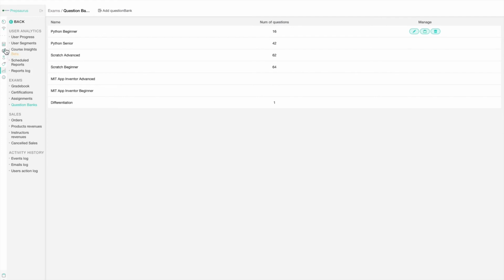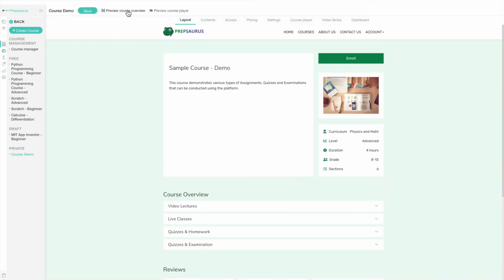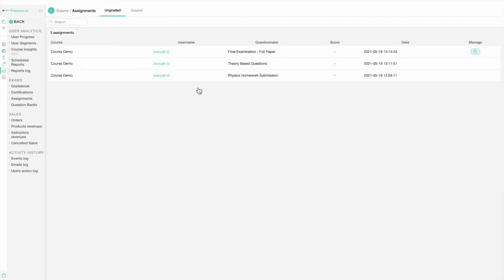Now going back to the grade, what about the assignments submitted? So for example, here we see that these are the assignments that are submitted by each student. The student initially has submitted a physics homework, then has submitted theory-based questions, and finally the final examination full paper. So how does the instructor correct these?